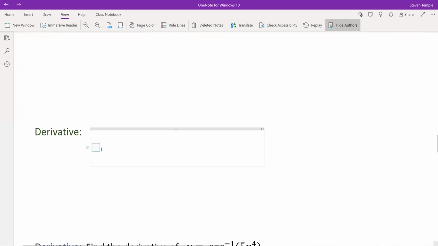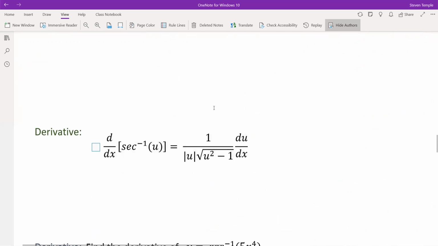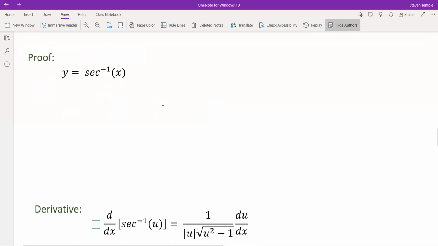Just like before, this is the derivative of inverse secant. This derivative is a little bit bigger and a little more complex, I guess, versus the other two. It is 1 divided by the absolute value of u times the square root of u squared minus 1, times du dx. The u and the du dx are there because of the chain rule. If it's not just an x, you have to apply the chain rule, and that's why it's du dx at the end.